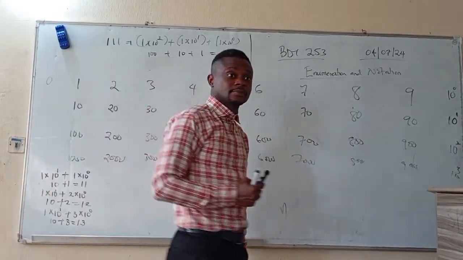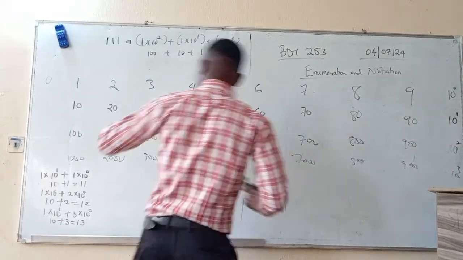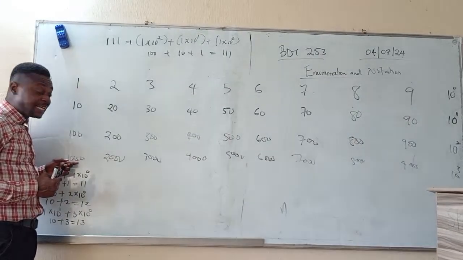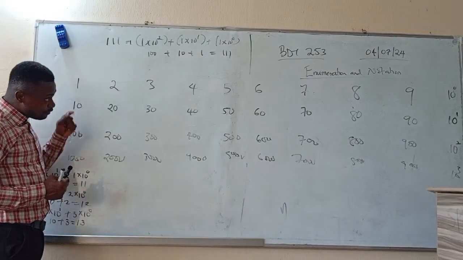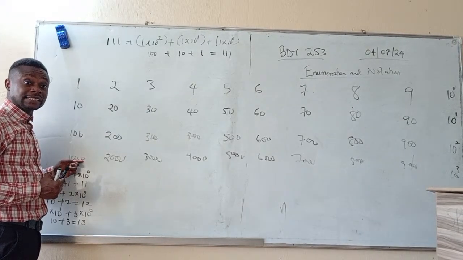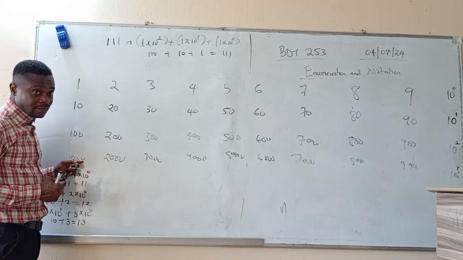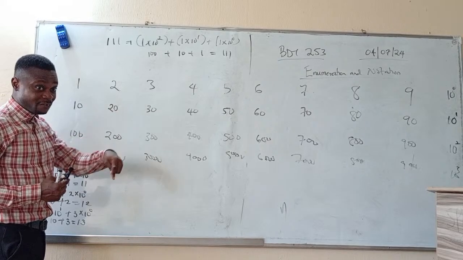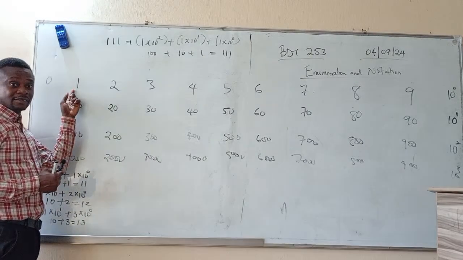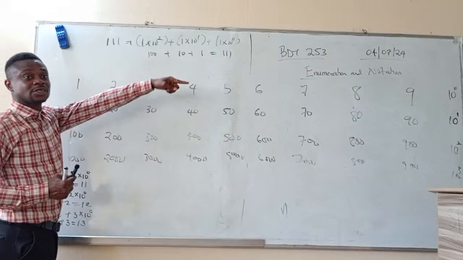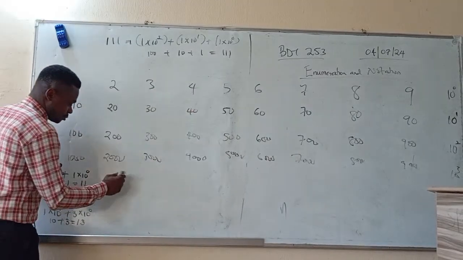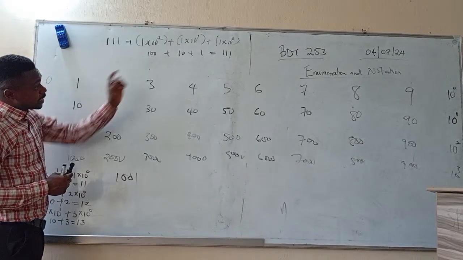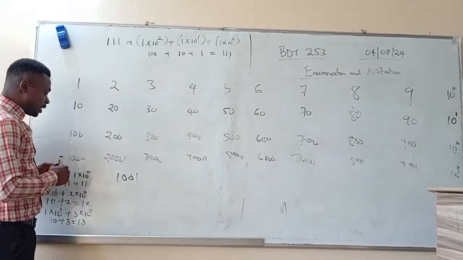But for 1,000, this system is not the same. Okay, let's check. This 1,000, right? If this is 1,000, the first thing is 1,001. 1,001 should come first, right? It's not 1,010. It's not 1,010 that should come first. So here, you go back again. 1 times 10 to the power 0 is what? 1 plus 1,000. You have this. Then 2 times 10 to the power 0 is what? Plus 1,000 is what?